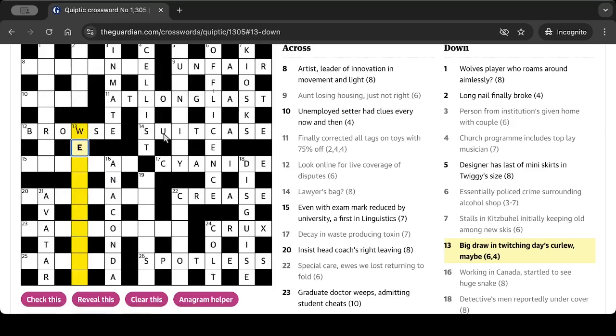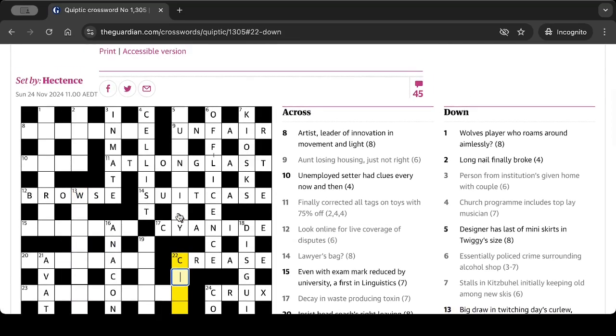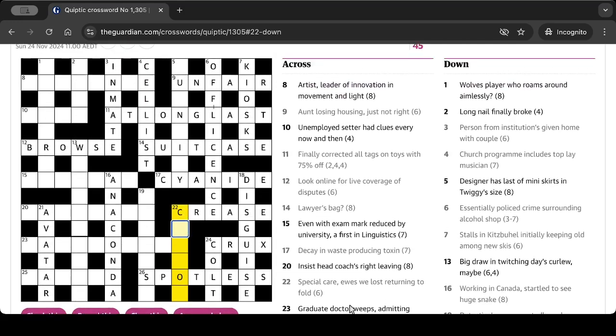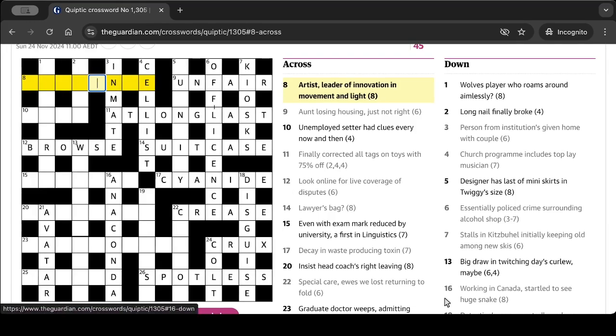So I'm finding this crossword, I wouldn't say harder than usual, but I found the Quiptic to be quite tricky for the last few months that I've been doing it. So again, I'm going to take a pause and come back to it. For the clue that I'm going to try and keep in my head, I might think about this artist, leader of innovation in movements and light, and I'm going to try and think about RA as artist, so maybe a word that starts with RA, and a word that means light.